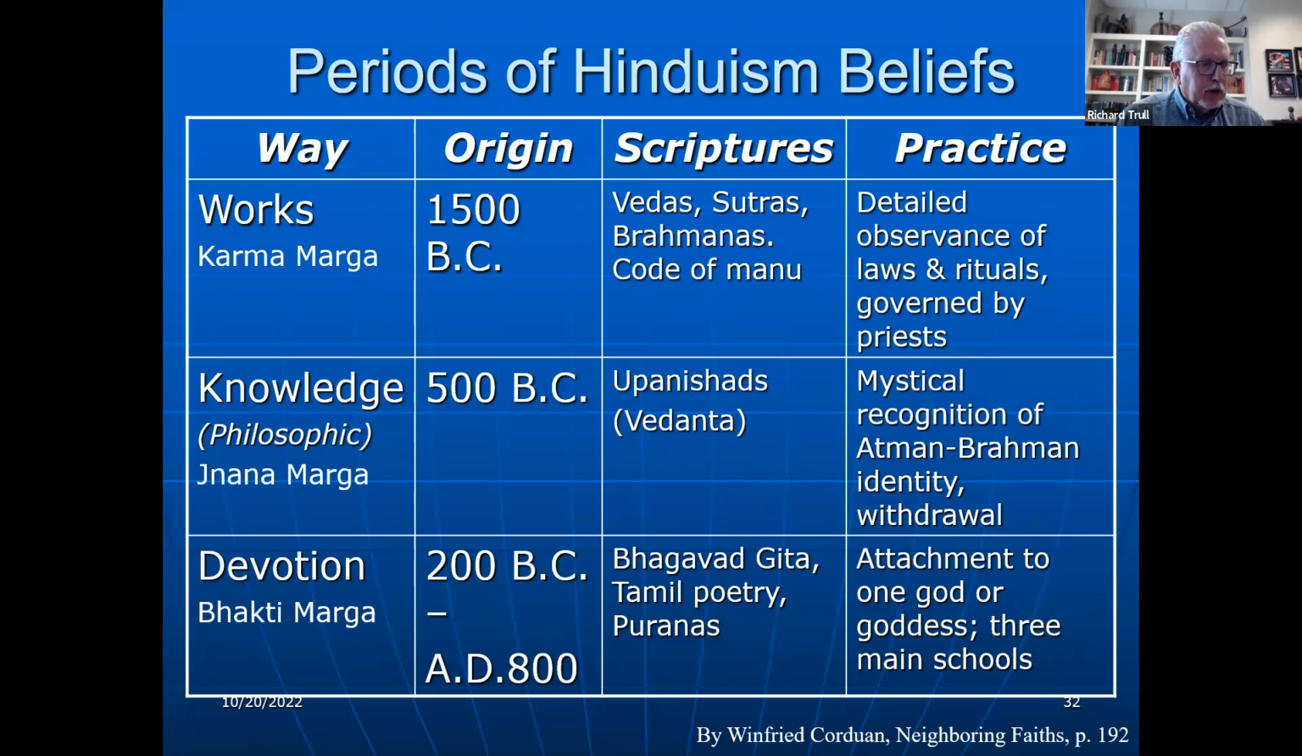And then the latter stage is the Bhakti Marga, or devotion, and this is tied to the Bhagavad Gita, Tamil poetry, the Puranas, and this is your devotion to a god or goddess, and there are various schools involved with that. So even within all of this, there are going to be all kinds of variations and differences depending on which writings or group of scriptures you're looking at. So that's just kind of an overview there.